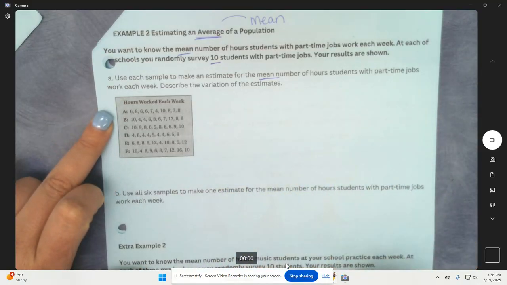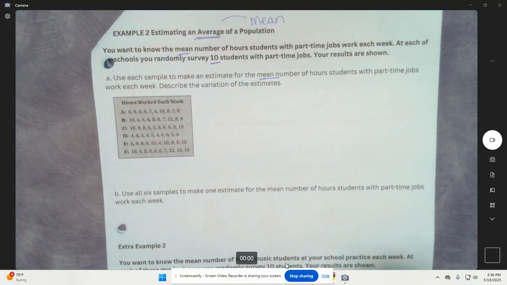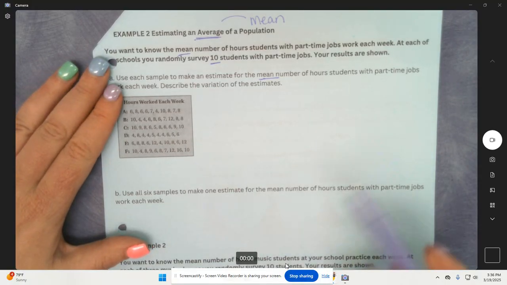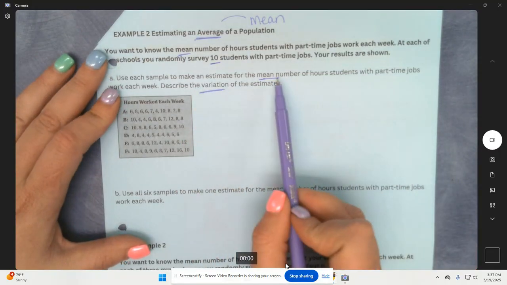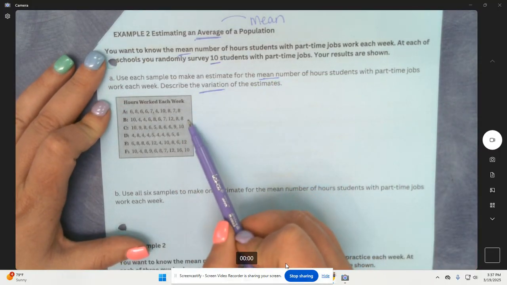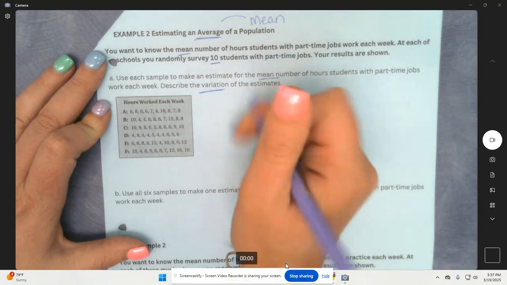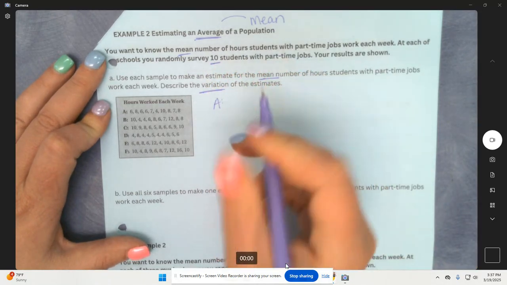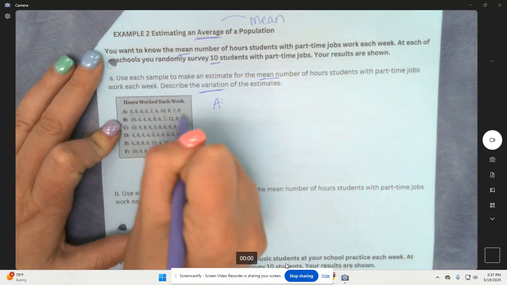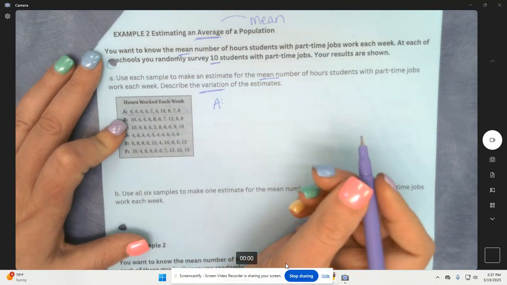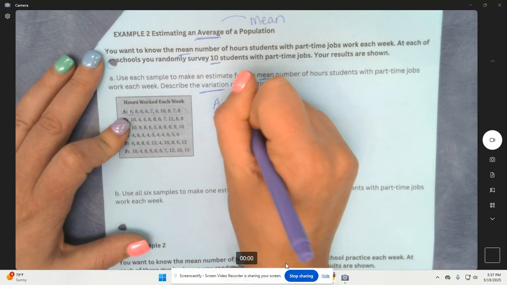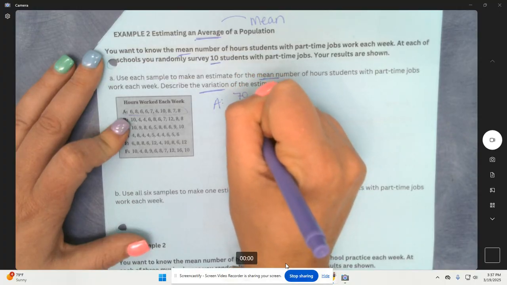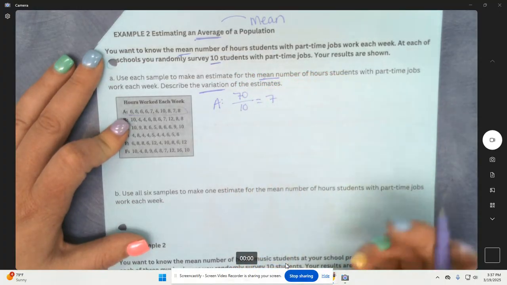So for part A, we're just looking here at describing the mean, and then we're going to look at describing the variation. That means we need to find the mean of each one of these. So we need to look at school A, add all these 10 numbers up, and then divide by 10. When I add all those numbers up, you should get 70. Divided by 10 gives me 7.